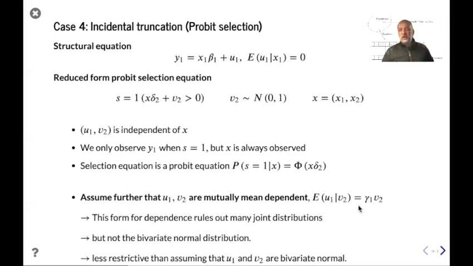So the conditional mean of u1 given v2, that's a linear index with a coefficient here. If this coefficient is 0, then they're mean independent, and we can assume they're mean independent. So what does that mean? These two factors are allowed to be correlated?